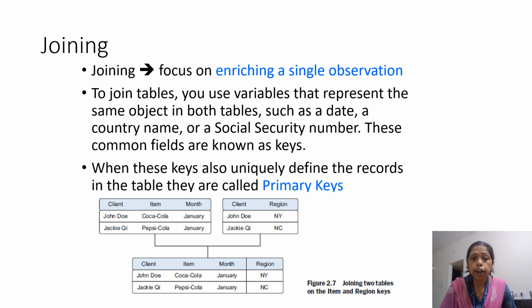Now, for joining, you can see here that client is common to this table and this table. Here item and month are columns, and the new column is region. If you join these based on the primary key, the new table will have item, month and region, all three, along with the primary key, which is client. This is about joining.